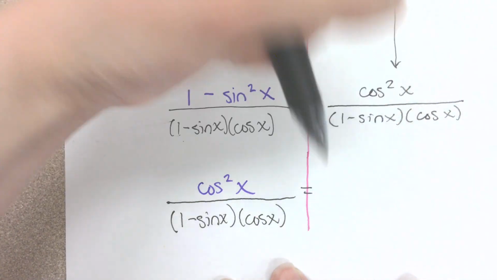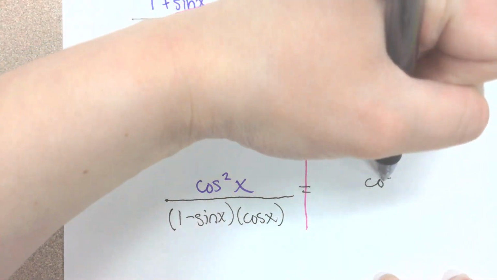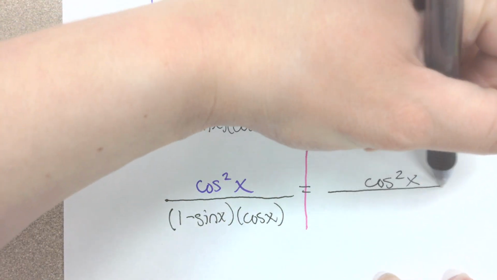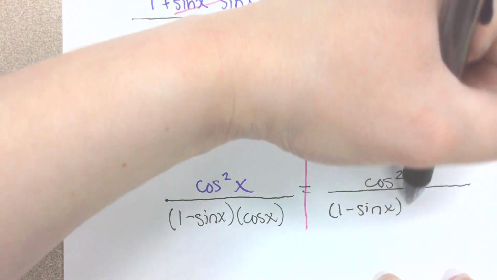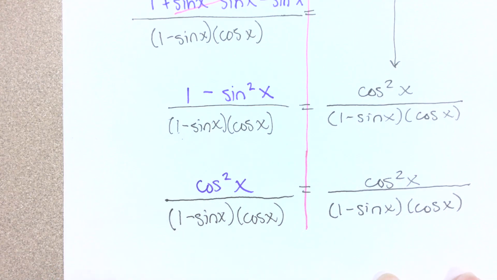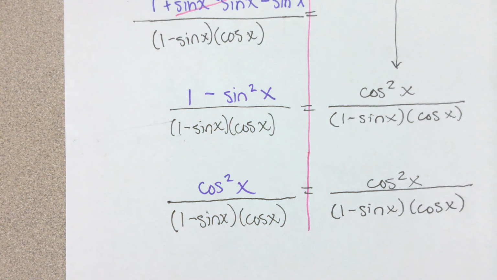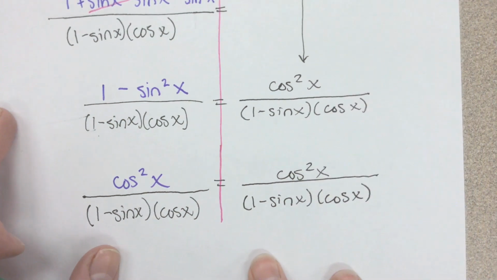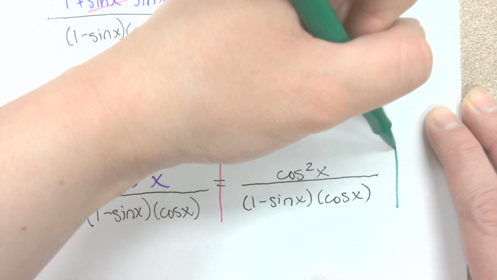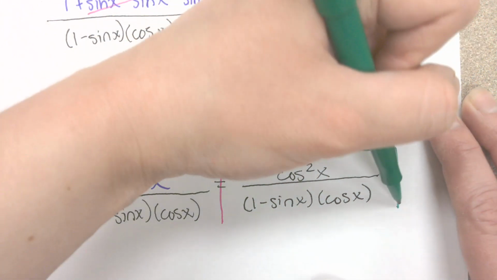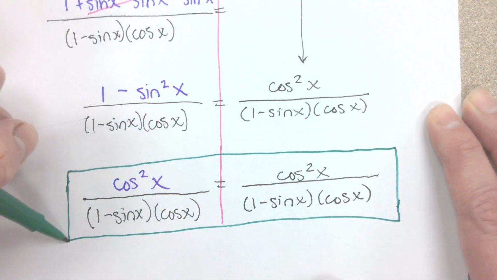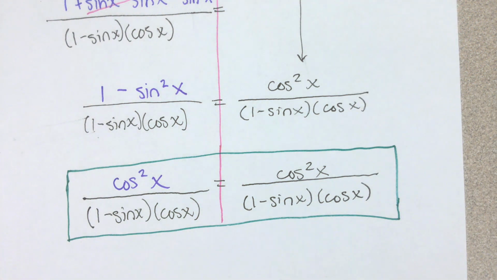And then I'll write that again over here. Cosine squared of x equals 1 minus sine of x, cosine of x. Again, once you have the same thing on the left and the right, you know you're done. That's the ultimate goal. Questions on example number 2.